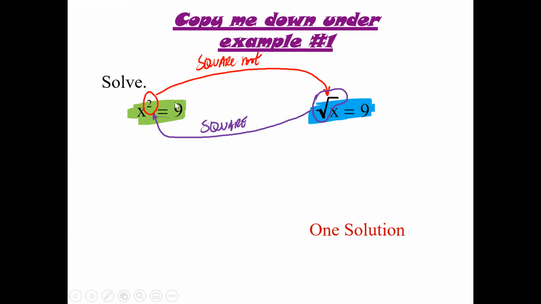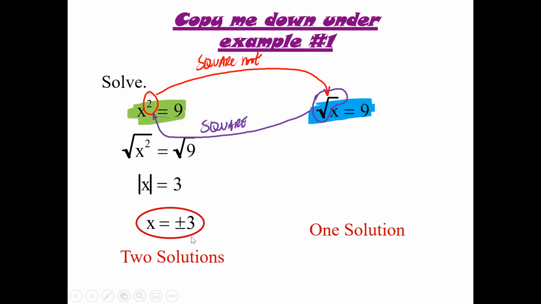First thing to do is, how do you get rid of a square? You have to square root both sides. How do you get rid of a square root? You will have to square both sides. So your answer for the first one is x equals plus or minus 3. For the second one, the opposite of a square root is a square, and when you square the 9, 9 times 9 is 81, and you have 1 answer versus 2 answers. Those are the 2 differences there.